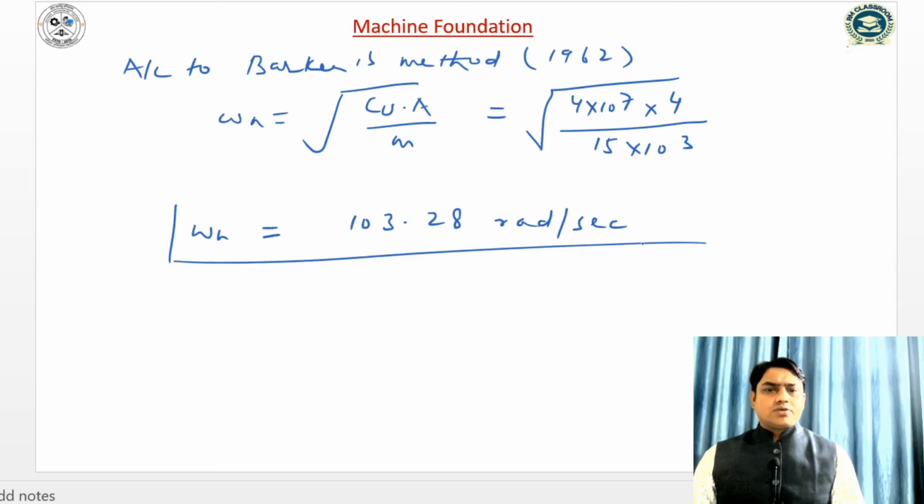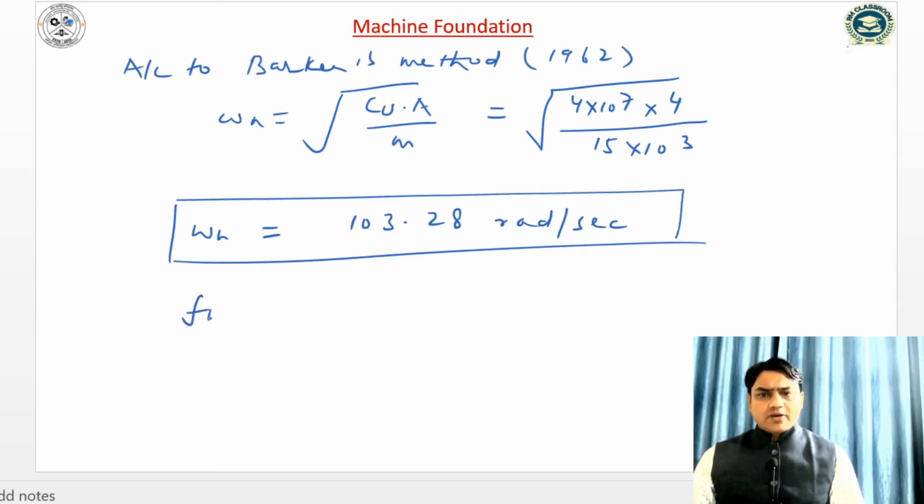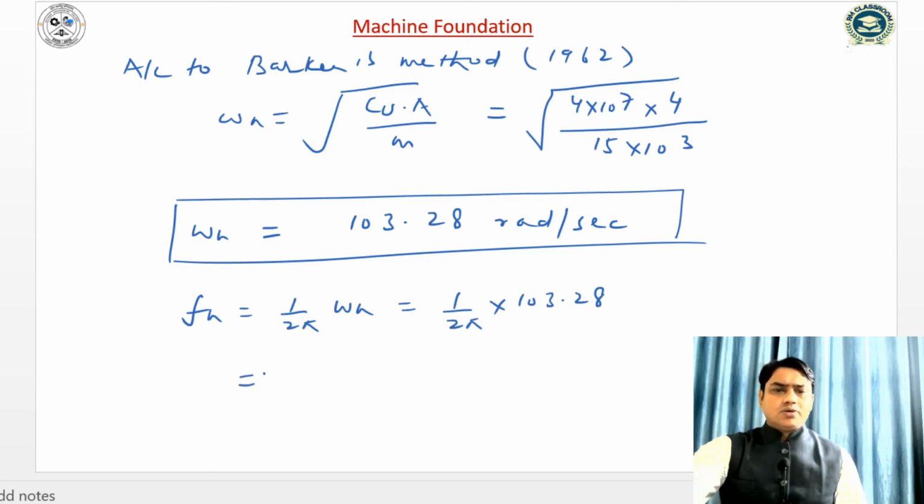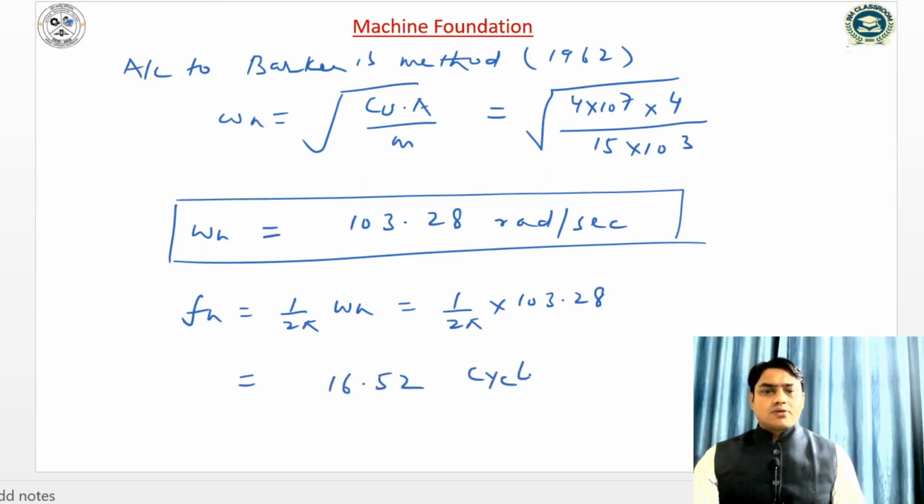So this is the natural circular frequency. Similarly, if I convert in cycles per second, Fn can be written as 1 by 2 pi into omega n. So it will be 1 by 2 pi into 103.28, that is 103.28 divided by 2 pi. So it will be 16.52 cycles per second.